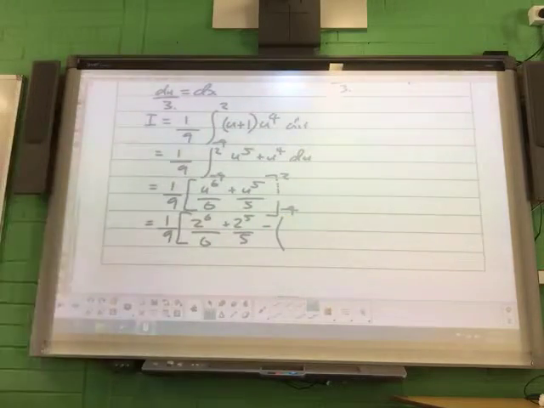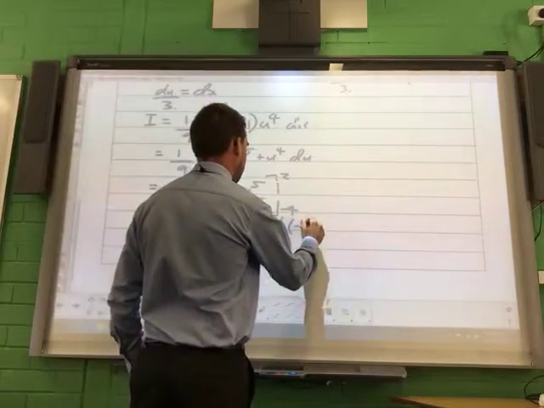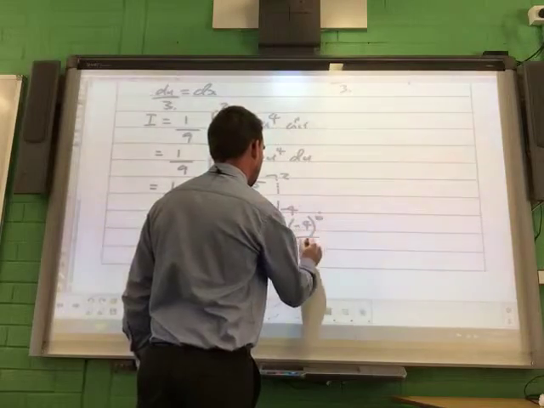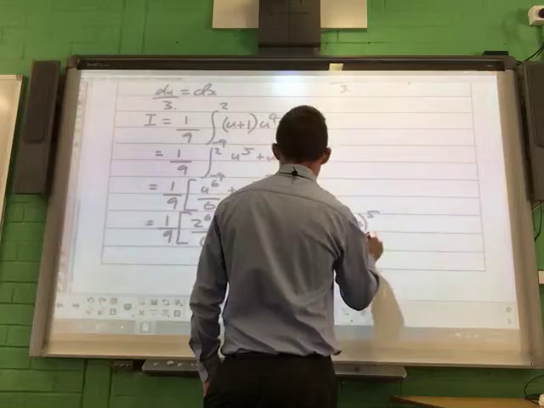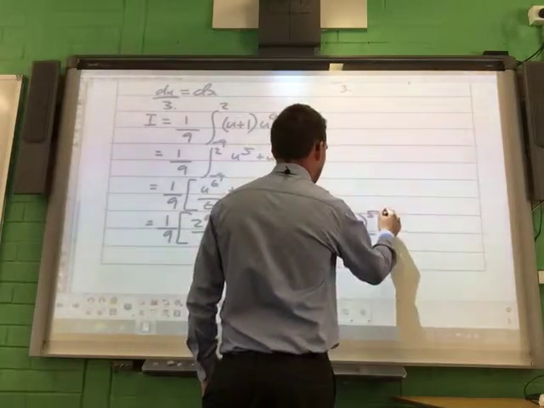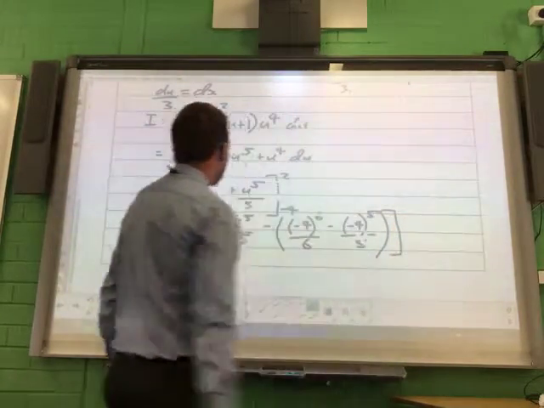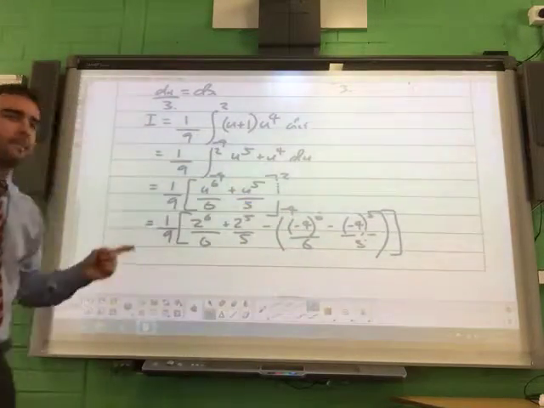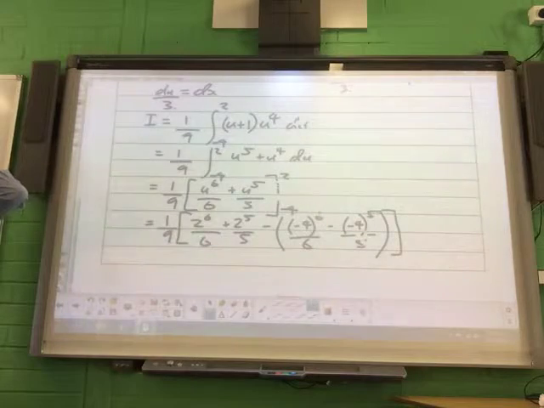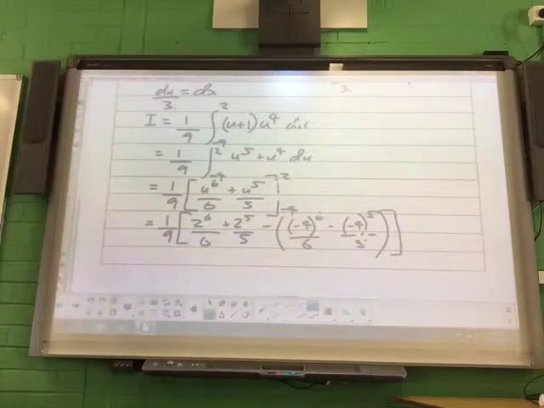Don't forget when you're taking away for your second point, you need to have a bracket because there's more than one term. And don't forget the u is negative 4, so that part of it needs to be in a bracket because you are substituting the value for u. In this case it's negative 4. Work it out.